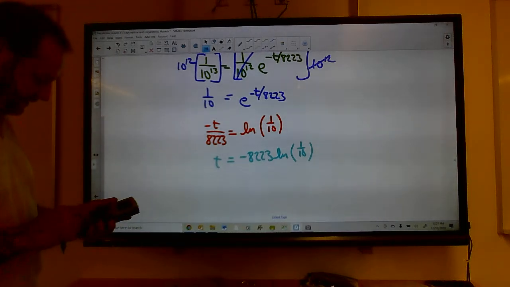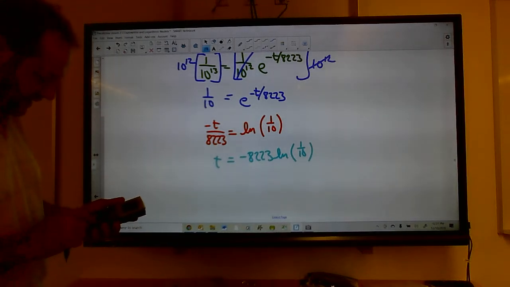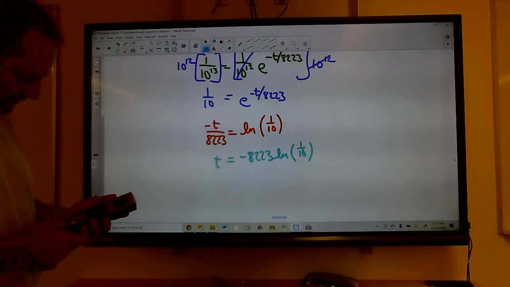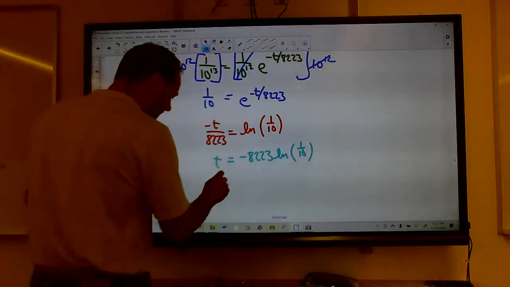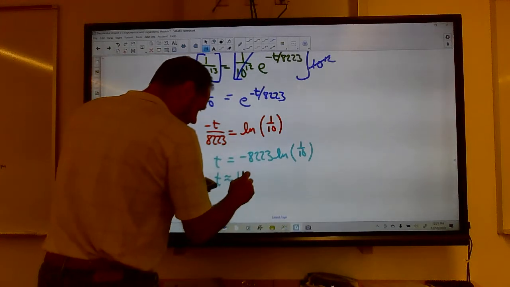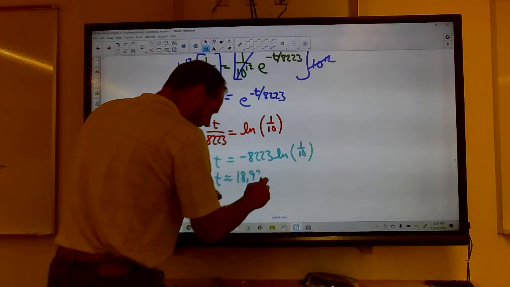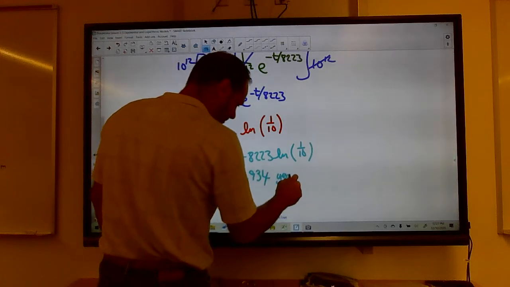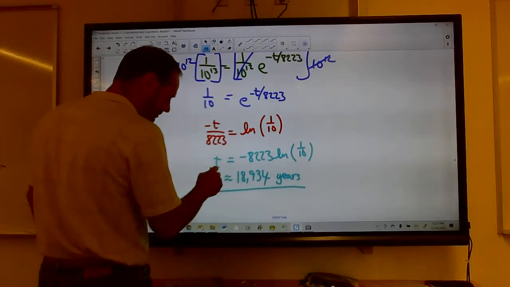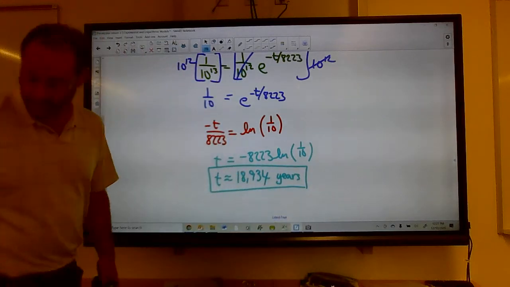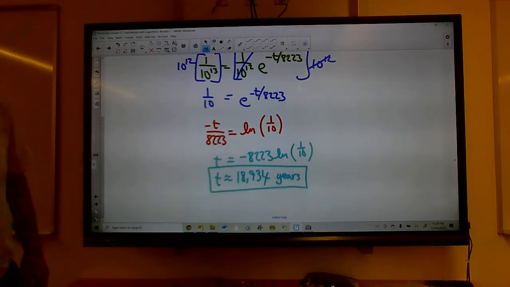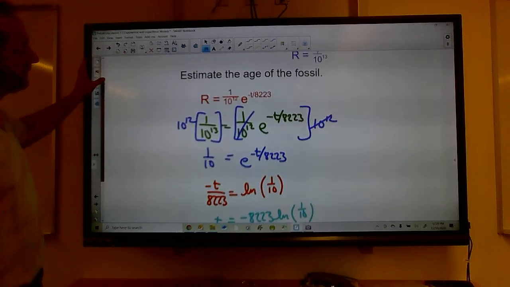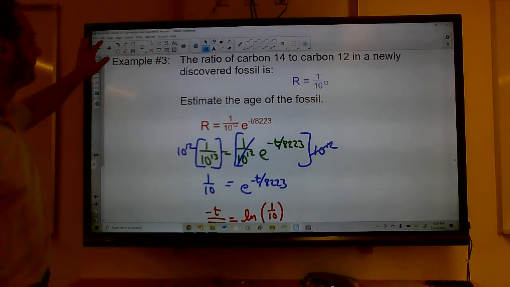So here we go. Negative 8,223 times the natural log of 0.1. And t is approximately 18,934 and change. And that would be in years. Okay. So a little carbon dating experience there for you.